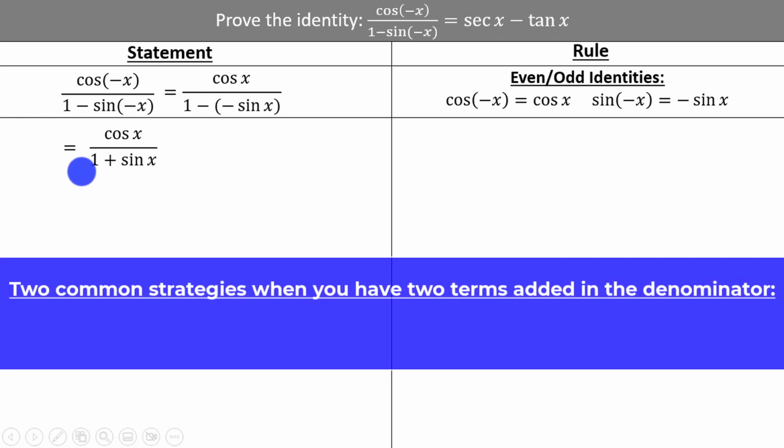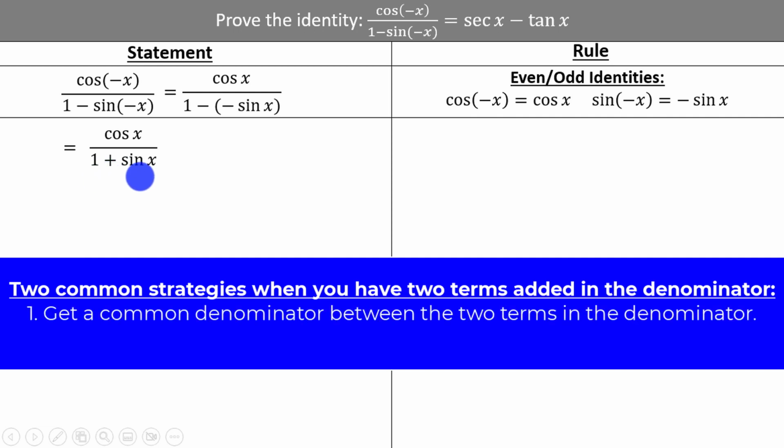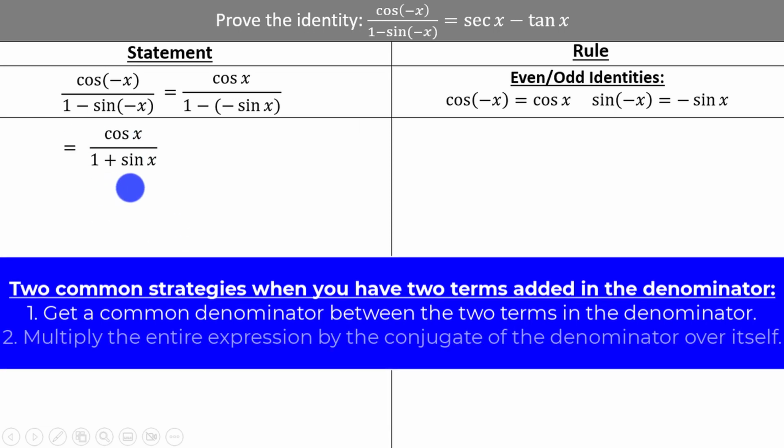Generally, when you have terms that are added in your denominator, there are two things that might work. One thing is to get a common denominator between the terms in your denominator. Sometimes that can help simplify the problem, and we'll try that approach on a separate problem. Another approach is to multiply the entire expression by the conjugate of the denominator divided by itself. The conjugate of two terms is the same two terms, but with the sign in the middle changed.